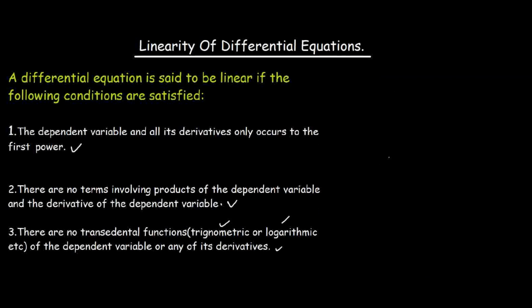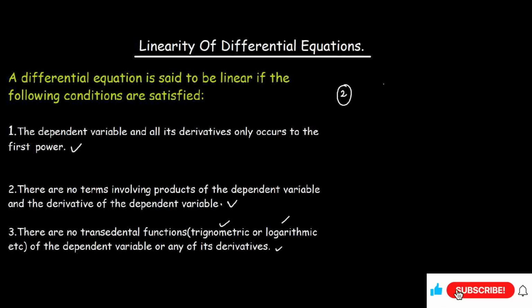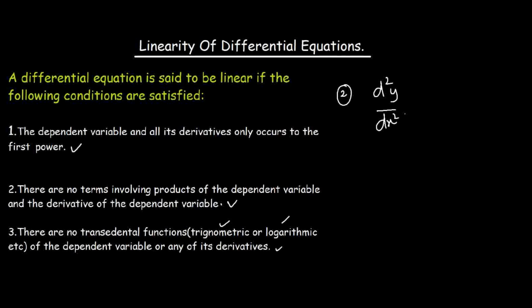Okay, let's take another example. I have a second example here, which is the second derivative of y with respect to x plus sine of y equals 0. So let's see whether this is a linear or nonlinear differential equation. Let's look at the conditions. The first condition says that the dependent variable and all its derivatives only occur to the first power. We know y is the dependent variable here, and we have its second derivative here, which is to the power of 1.